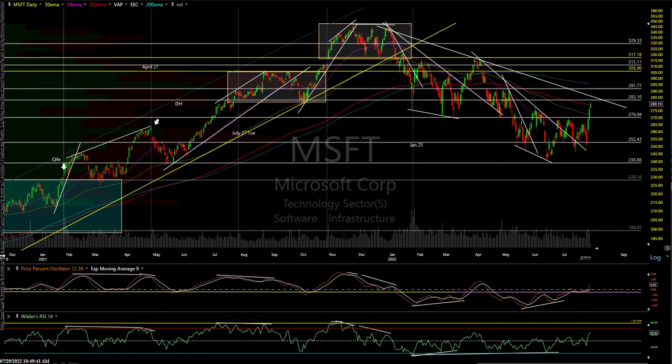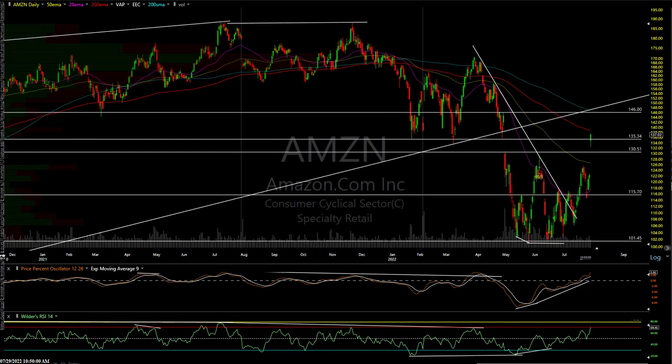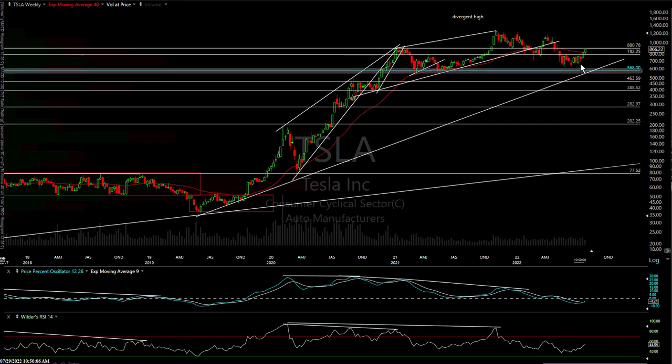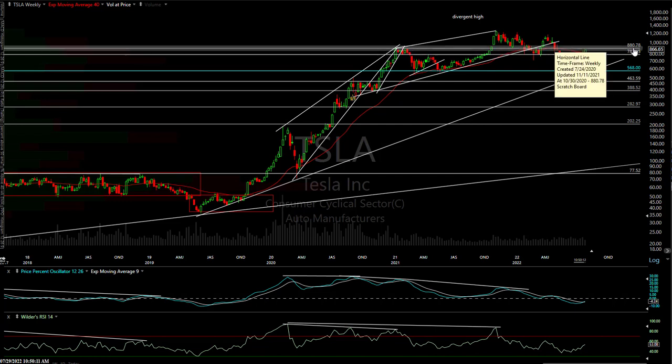Microsoft, a lot of levels on here, but the one that I'd highlight right now is the primary downtrend line right there. We're very close to it. We also have a resistance level there about 283, and Amazon I already covered. I'm just going down the line in market cap. Tesla right here. Let's look at a weekly chart of Tesla. Yep, I got some resistance right there about 880. And so there's another one.